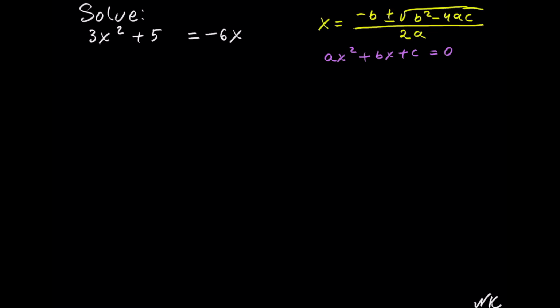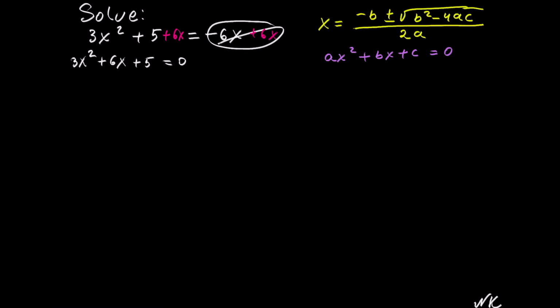As with any quadratic equation, the first thing we need to do is solve for 0. So let's begin by adding 6x to both sides of this equation. Negative 6x plus 6x would add up to 0 on the right. Now on the left we will have 3x squared plus 5 plus 6x. You do not need to rewrite this if you know that b is next to the x value. If you don't, it's always a good idea to rewrite this in decreasing order of the exponents and have 3x squared plus 6x plus 5 is equal to 0.